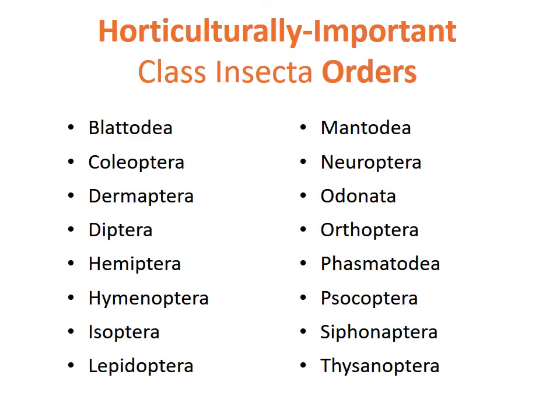There are about 31 different recognized orders of insects, and that depends a lot on exactly what reference you're reading also. Some of these different orders can be put into larger groupings, but generally about 30 different orders of insects. Now, here's a great big list of all the different horticulturally important orders that we're going to go through one by one. Please don't be overwhelmed by the names, the number of different orders.